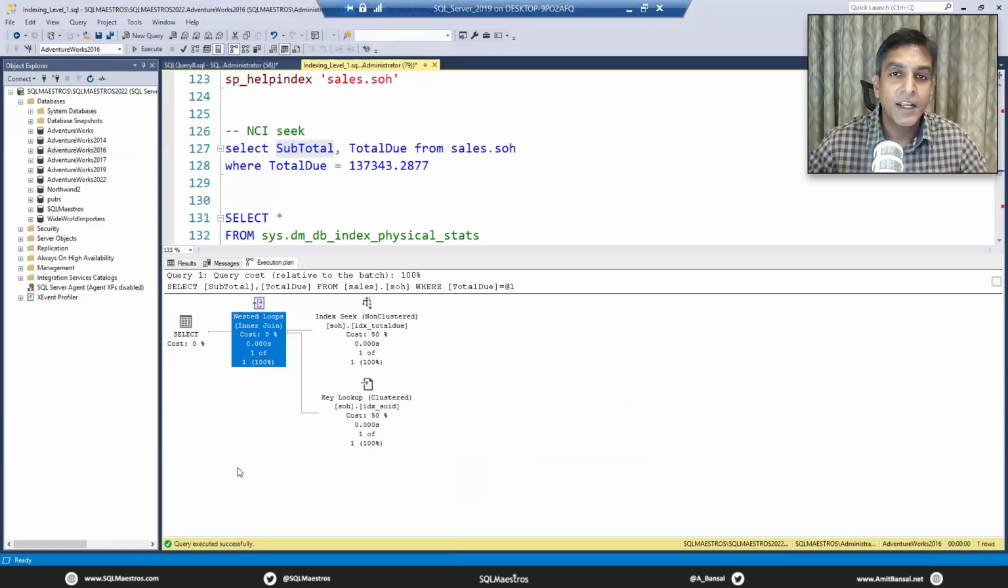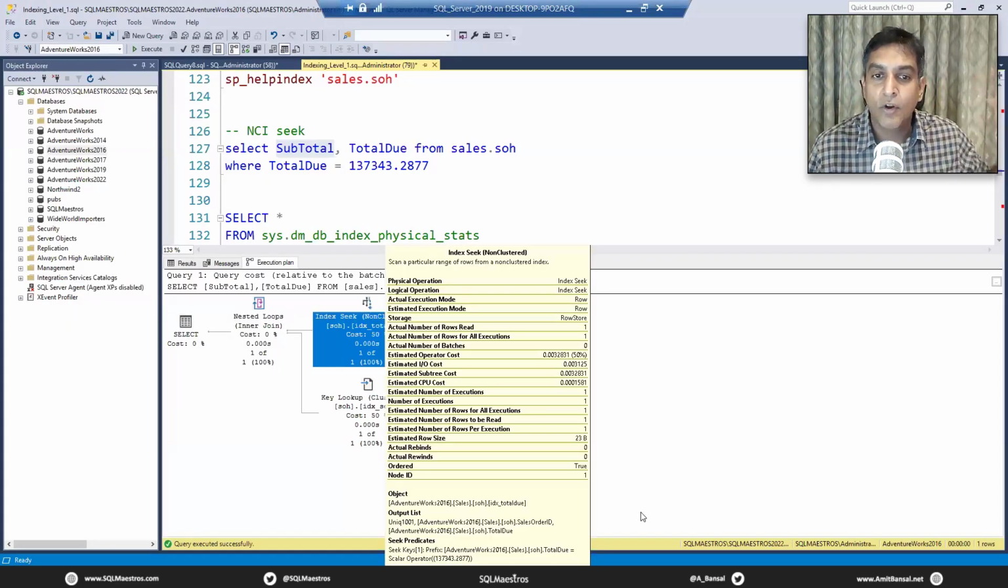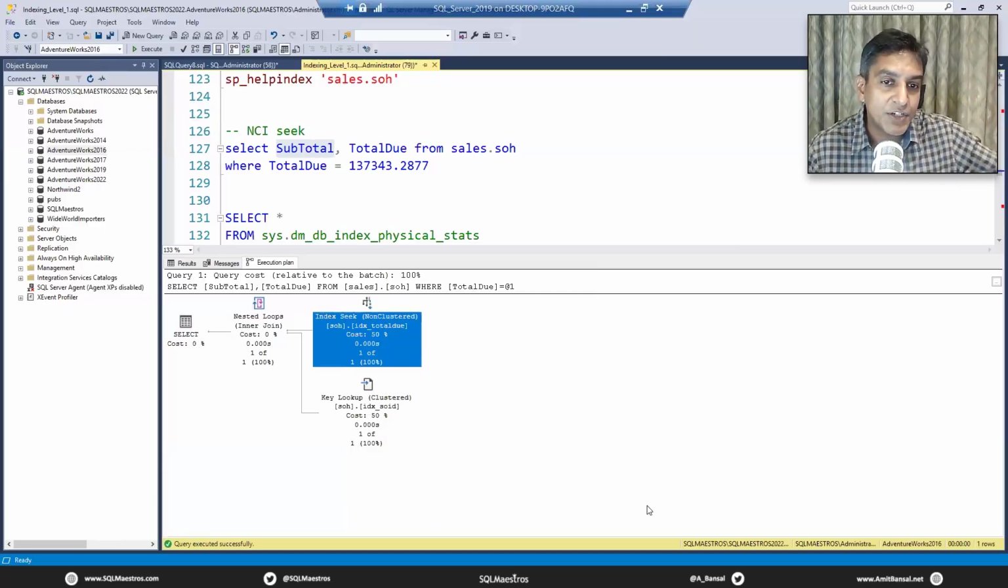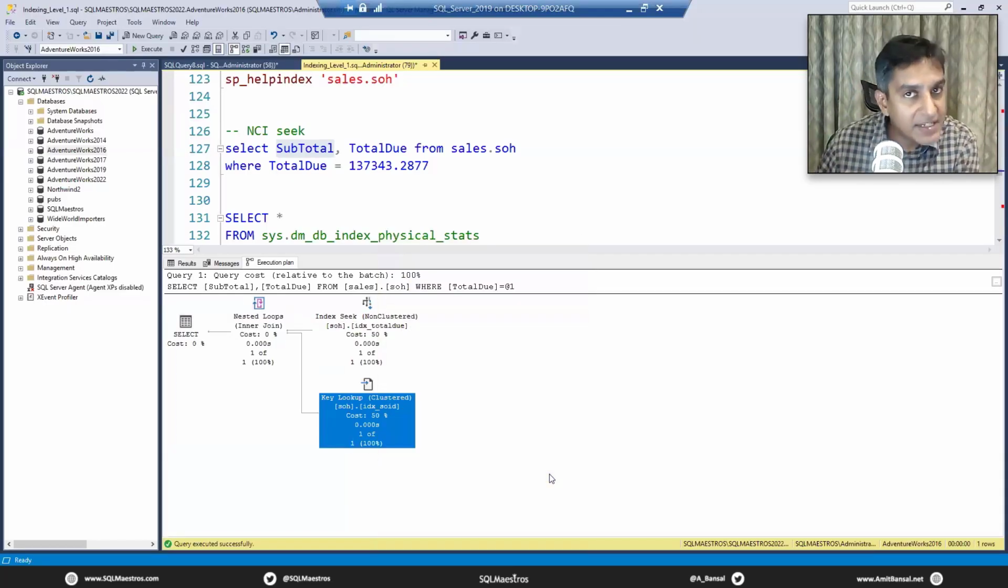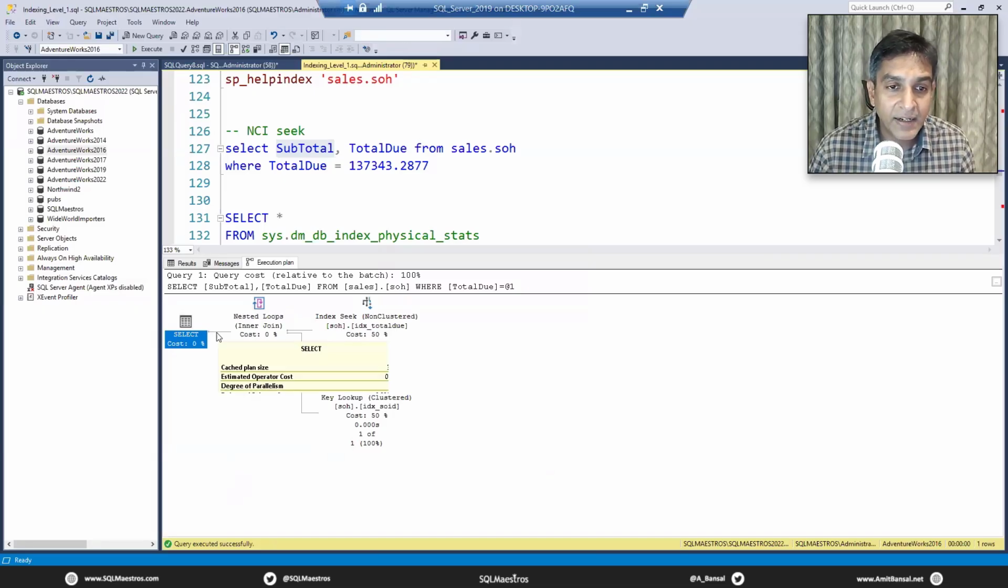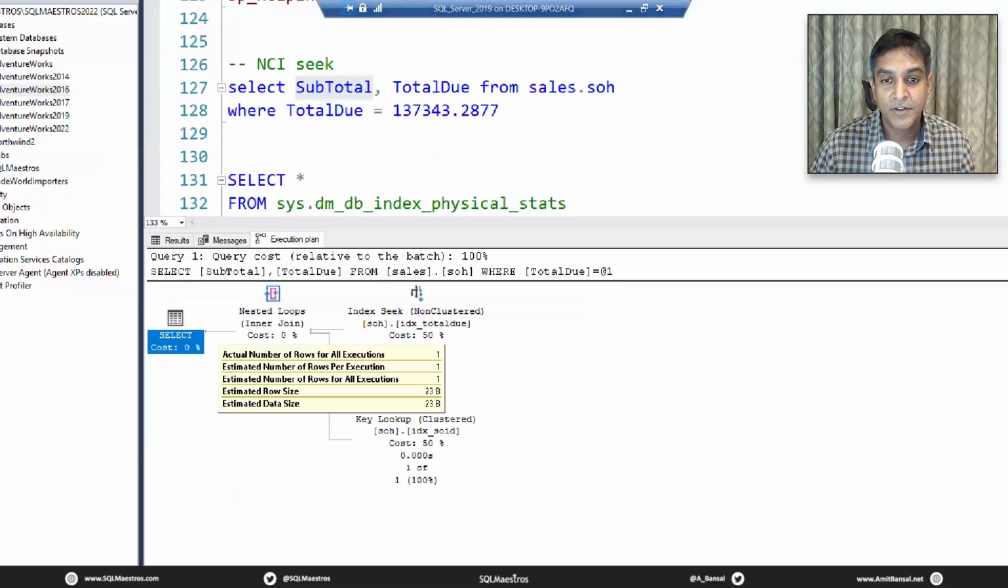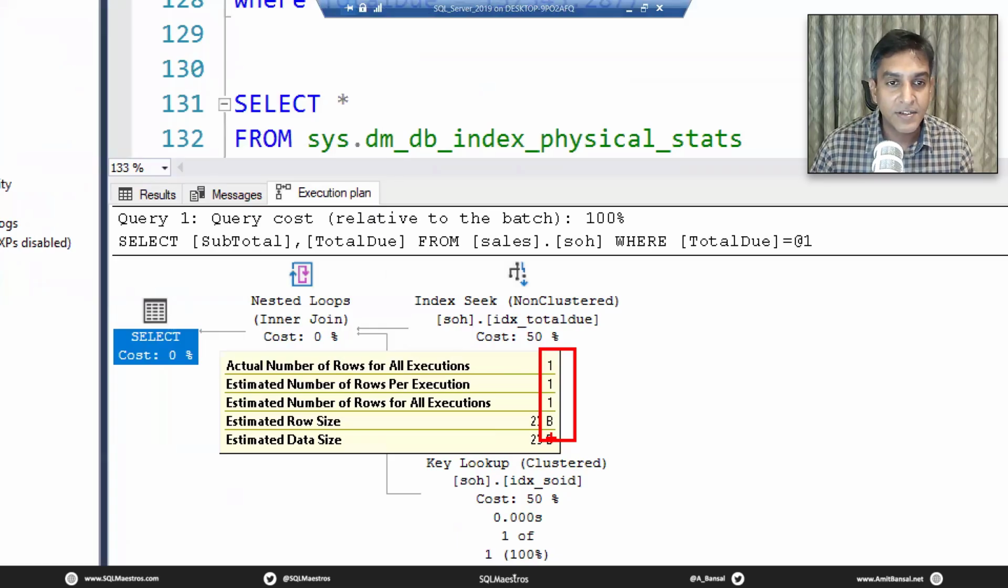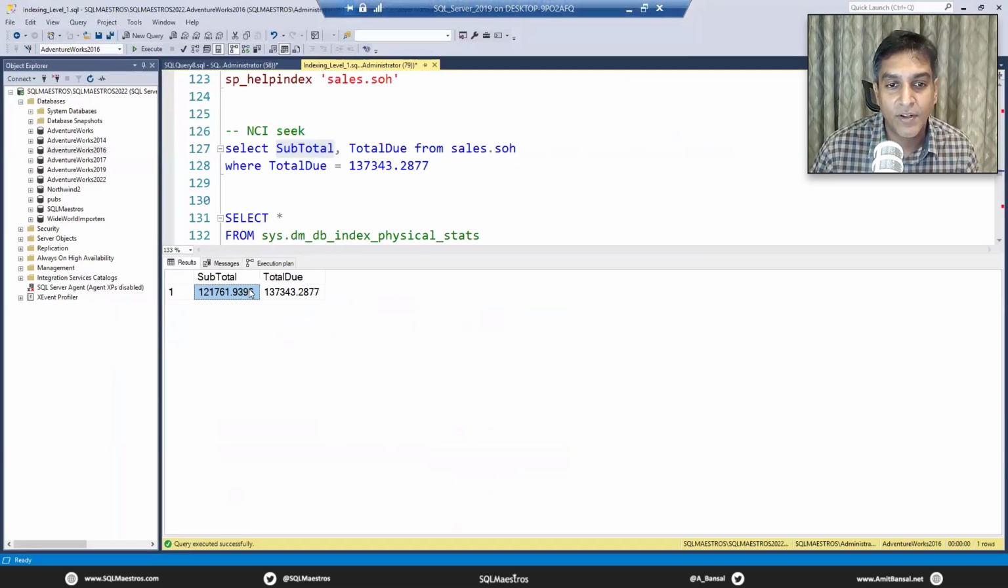But internally, the optimizer is now dealing with two storage structures. It's dealing with this non-clustered index, which is a separate storage structure, and it's dealing with the base table, the clustered storage structure. It takes the data from these two and joins them and sends it back to the client. This is what happens. How many records are sent back? Let's take the cursor over here, just one record. And this is what you see in the result set.